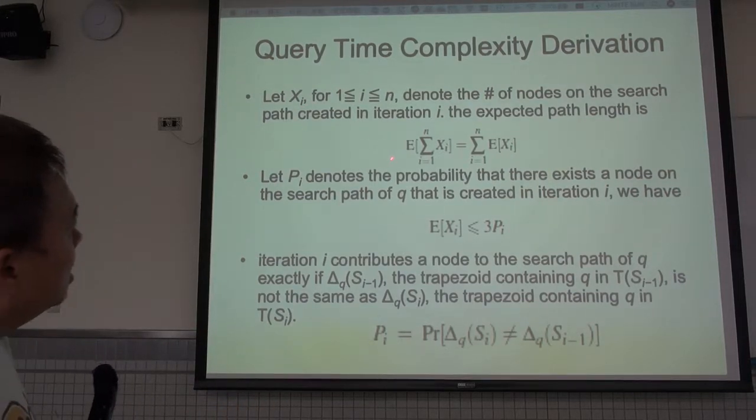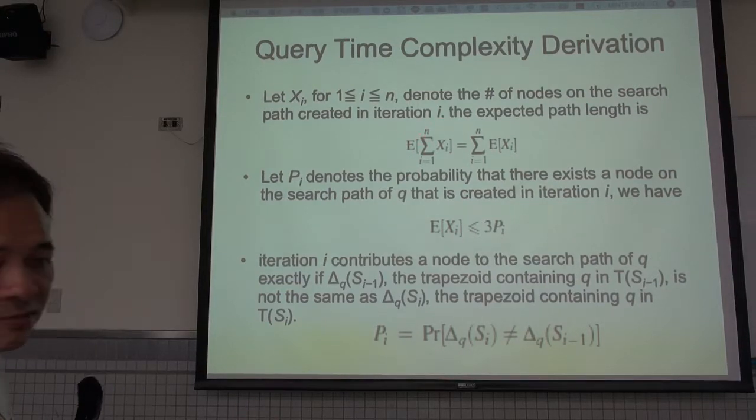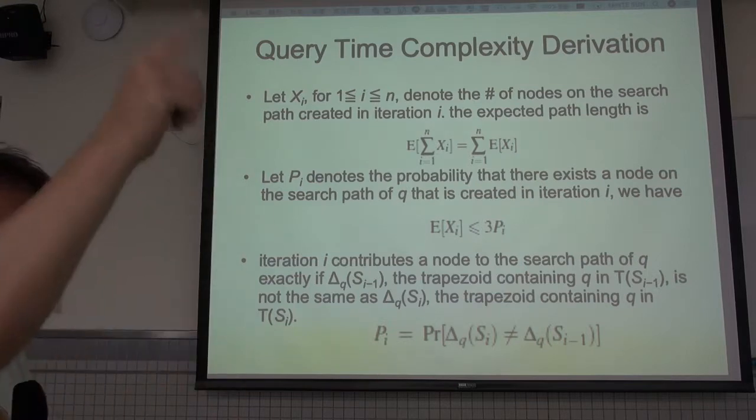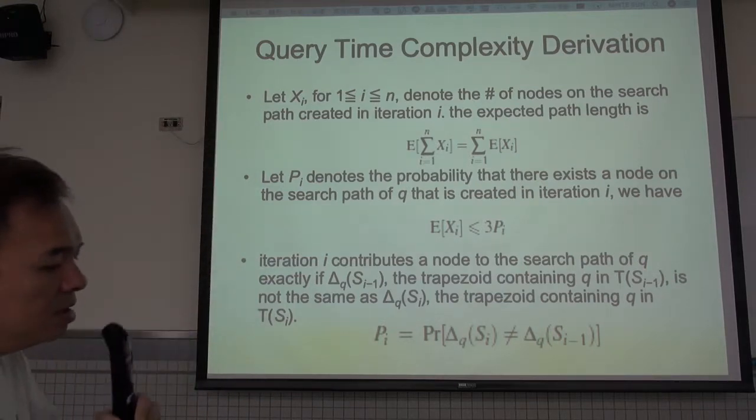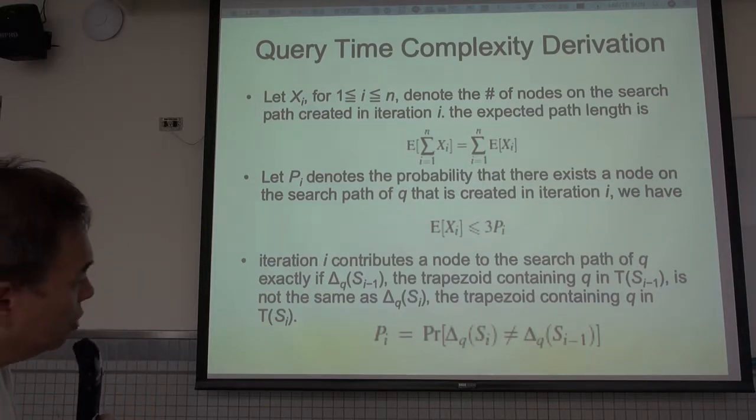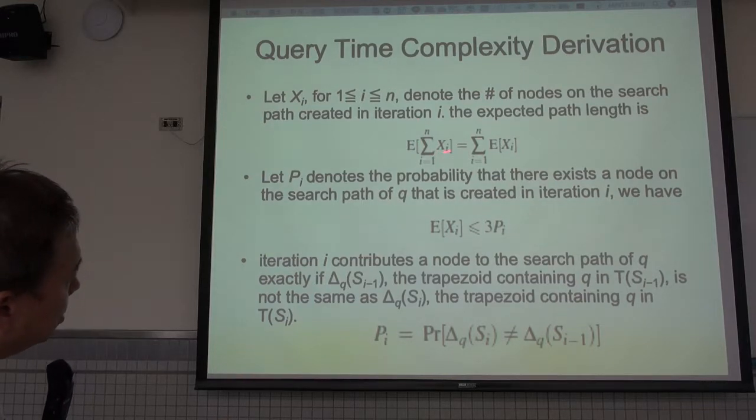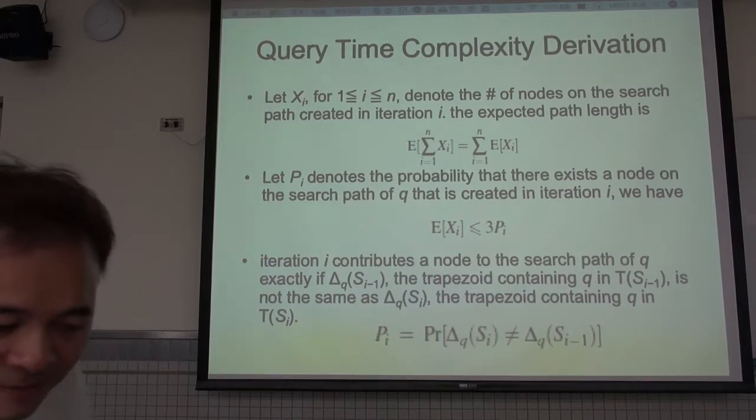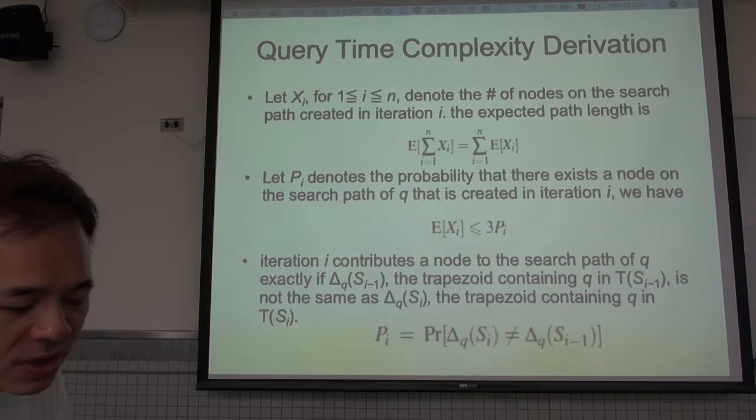So let's look at this expected length here, because this expected length is our query time, right? The query goes from the top to one of the leaf nodes, so depending on how long this path is, we have the expected query time. We can put this E inside, so it's going to be the summation, i from 1 to n, of expected xi. This expected xi means, at iteration i, how many nodes are added in this search path?